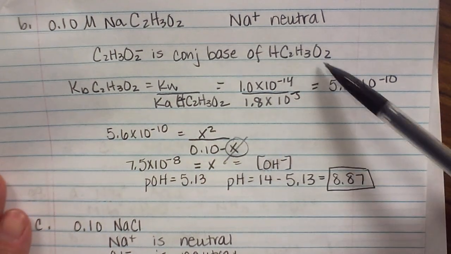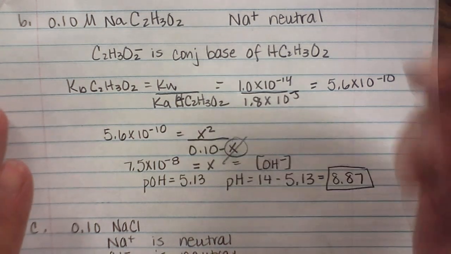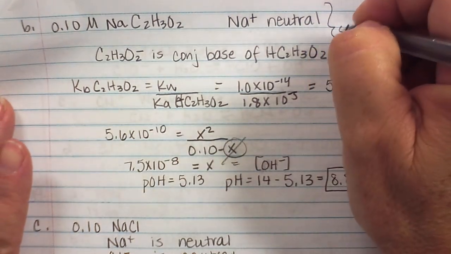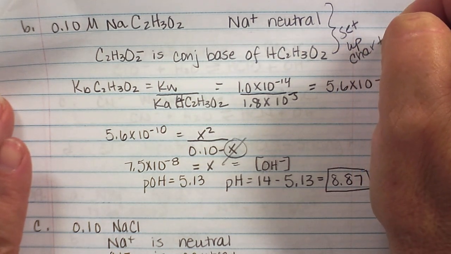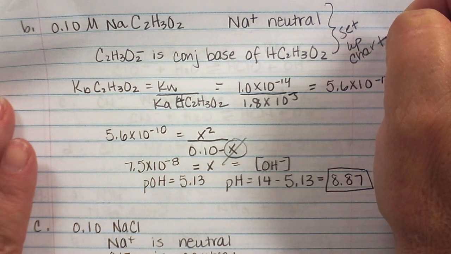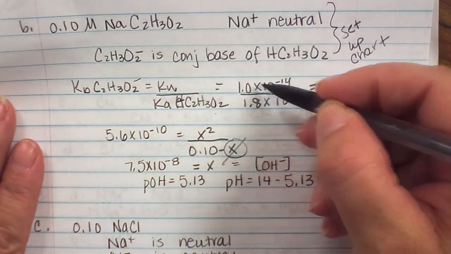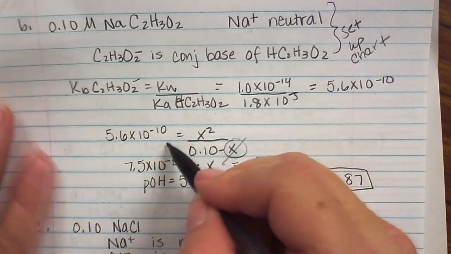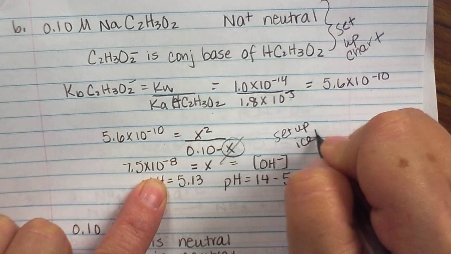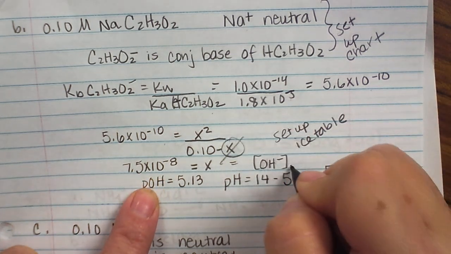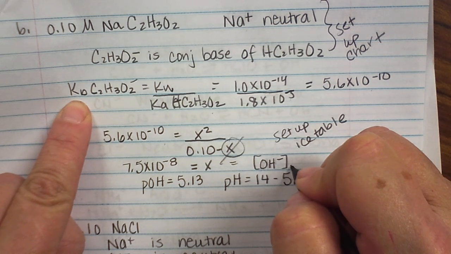In this one, I know that the sodium is neutral. Again, I would have set up a chart here. If it was a single problem that I was doing, I would set up a chart. Then I find my Kb. I take the Ka, I find my Kb, I set my Kb up, I would set up an ICE table. I find my OH minus, because remember, we're working in a base now.